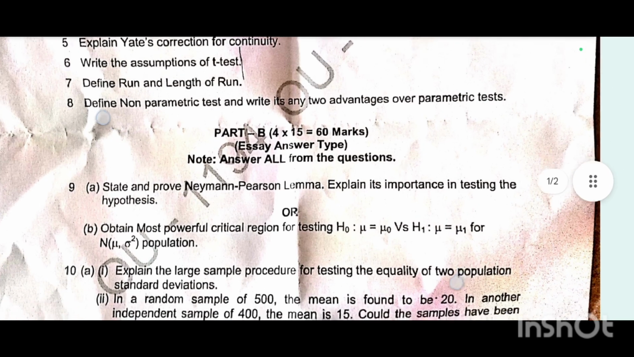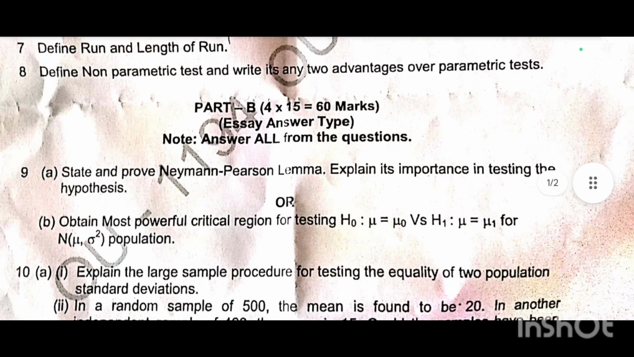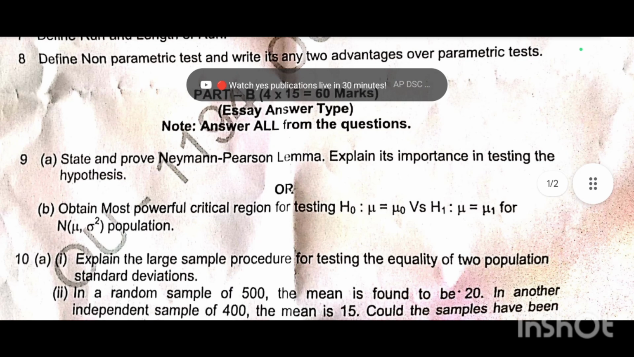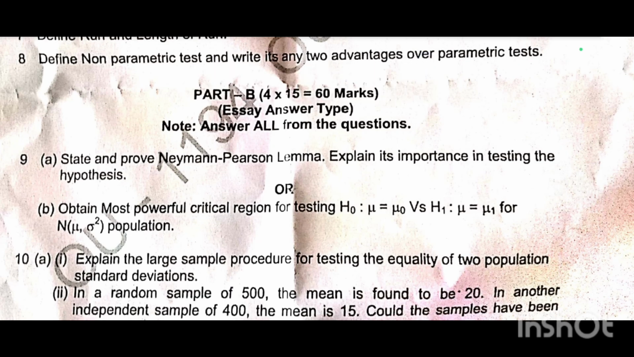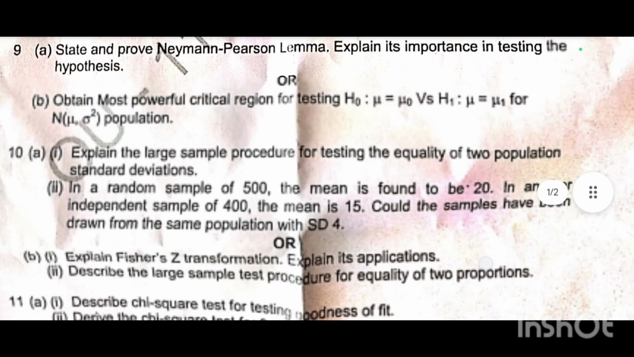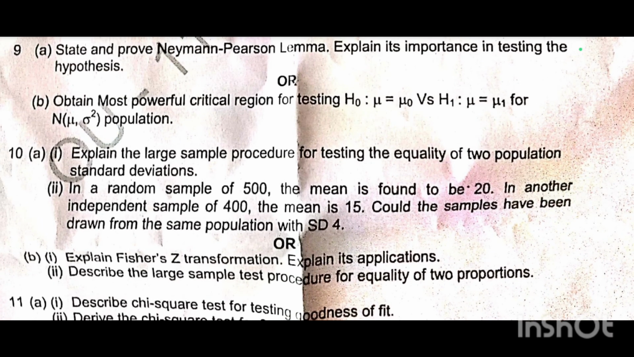Next, coming to part B: state and prove Neyman-Pearson lemma, explain its importance in testing the hypothesis, obtain the most powerful critical region for testing H0: mu equals mu naught versus H1: mu equals mu 1 for a normal distribution with mean mu and variance sigma square in the population. Next, explain the large sample procedure for testing the equality of two population standard deviations.